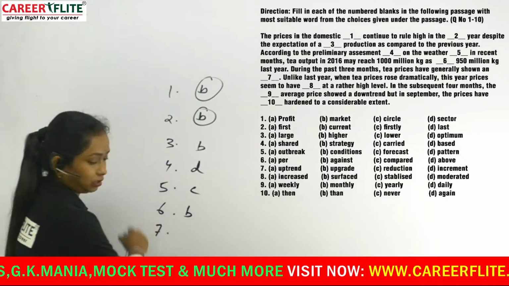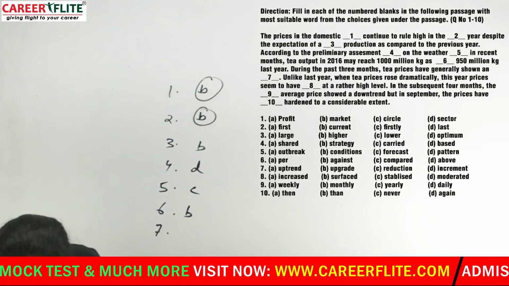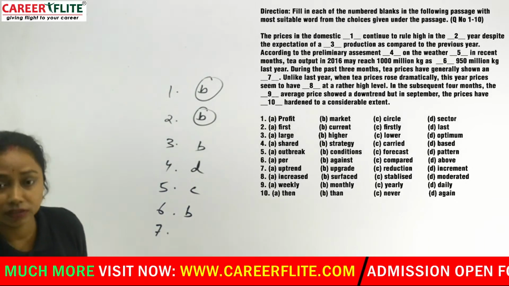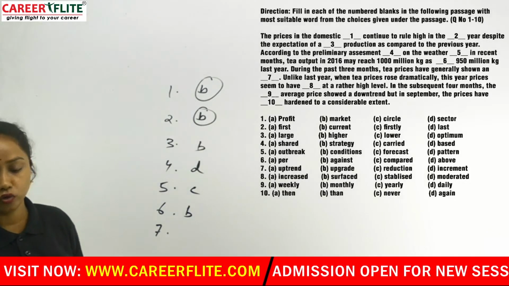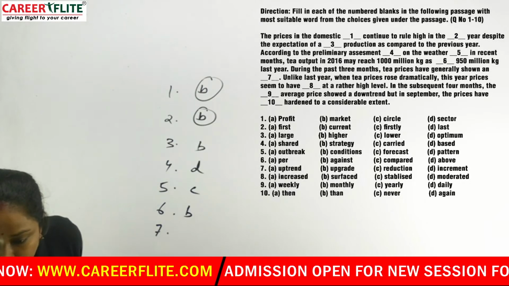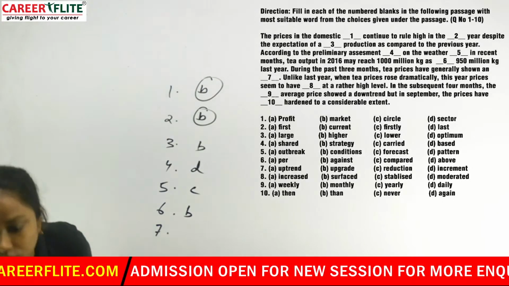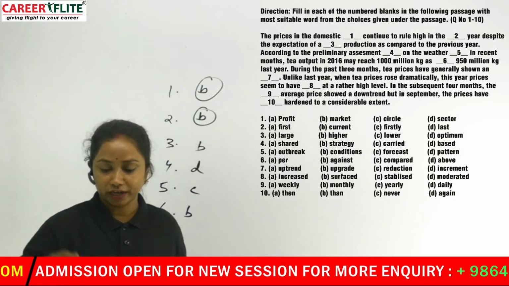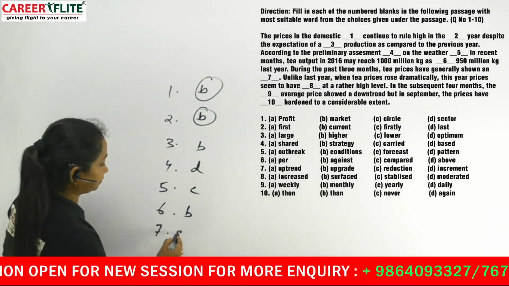Okay, then number 7. Next line, that is during the past 3 months, tea prices have generally shown an dash. Since N is given, so we will require a vowel, that is A, E, I, O, U. So in the options we have uptrend, upgrade, reduction and increment. So generally tea prices, if we see, there's an uptrend in that. So we'll go with option 1, 7A.